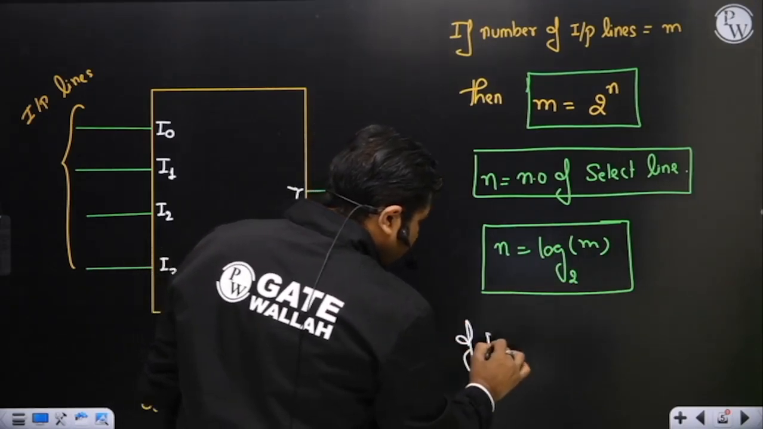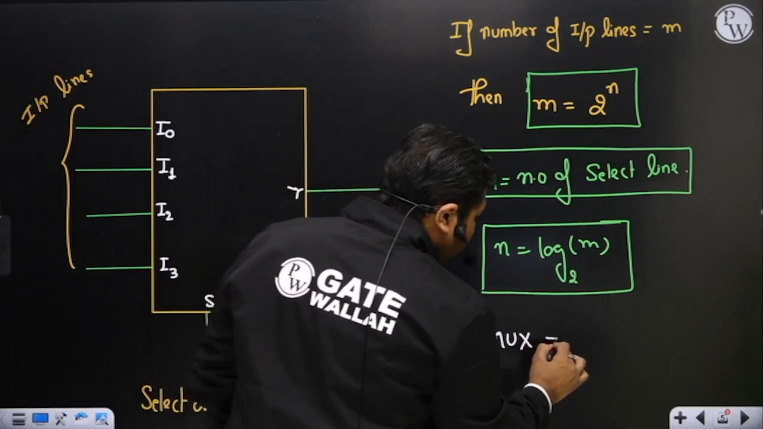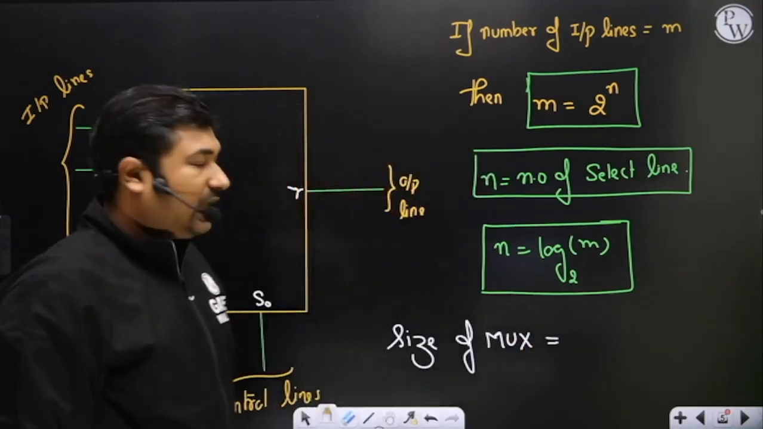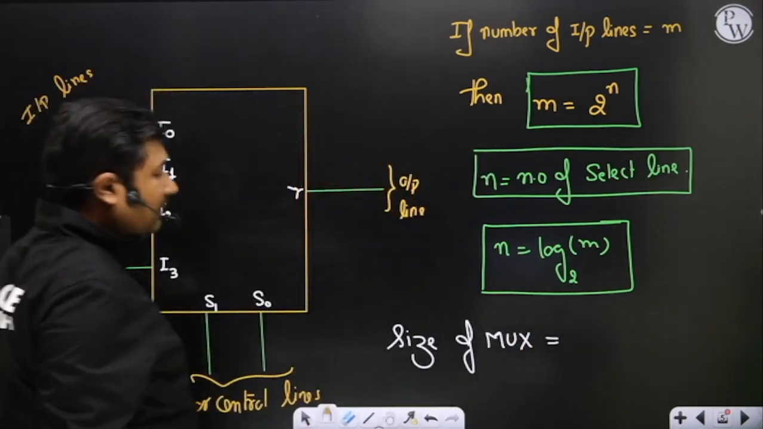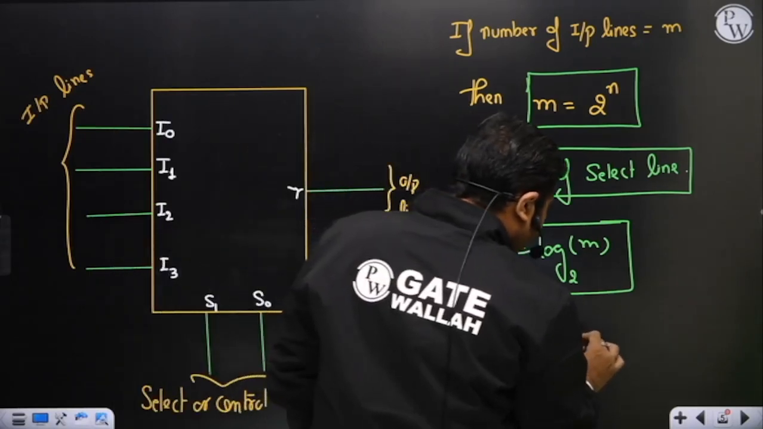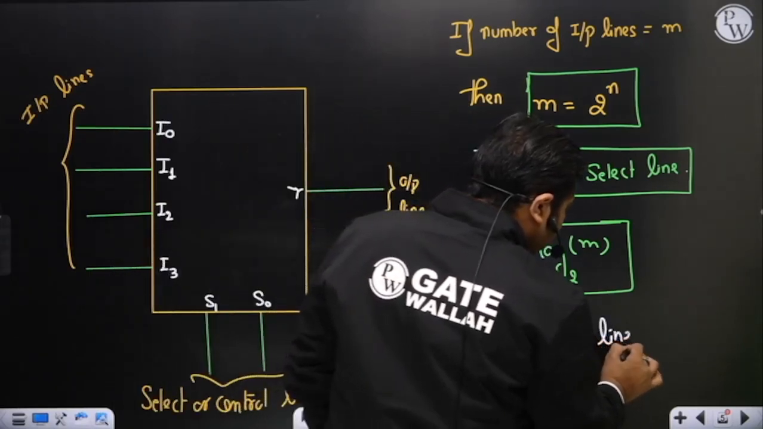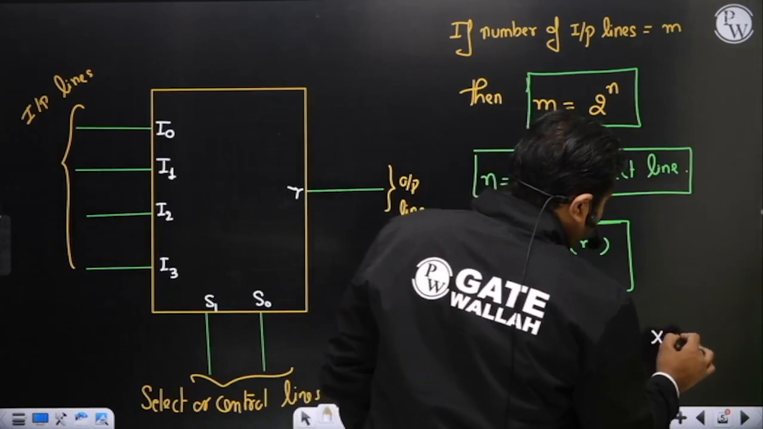Size of mux. Multiplexer, in short, is called a mux. What is the size of the mux? How many input lines? Sir, the size is number of input lines cross number of output lines.